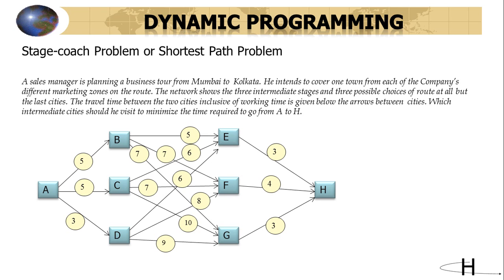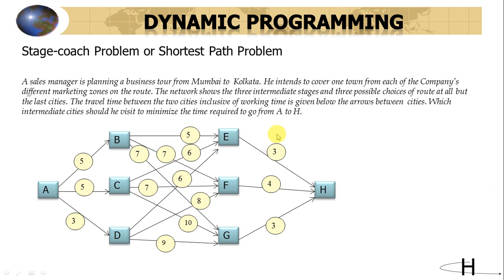He intends to cover one town from each of the company's different marketing zones on the route. The network shows the three intermediate stages and three possible choices of the route at all but the last cities. The travel time between the two cities, inclusive of working time, is given on the arrows between cities. Which intermediate cities should he visit to minimize the time required to go from A to H?